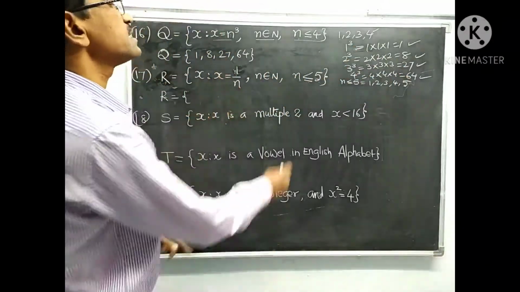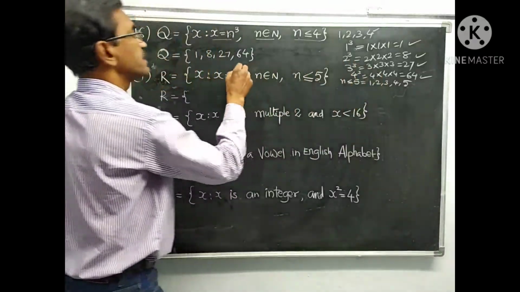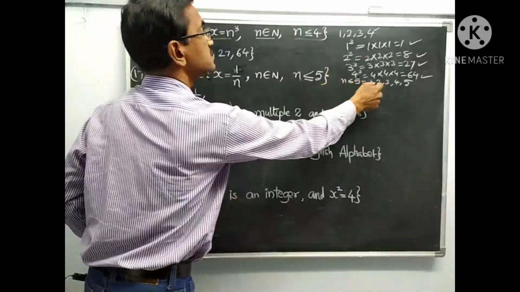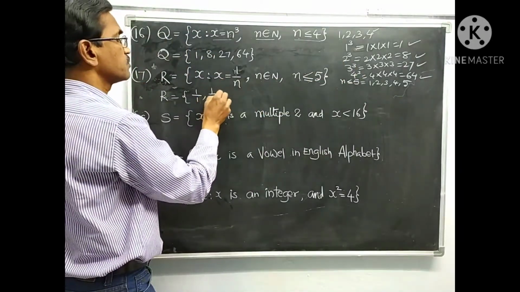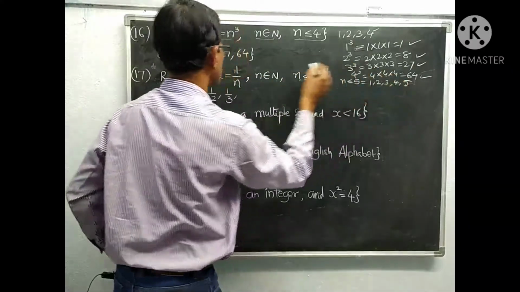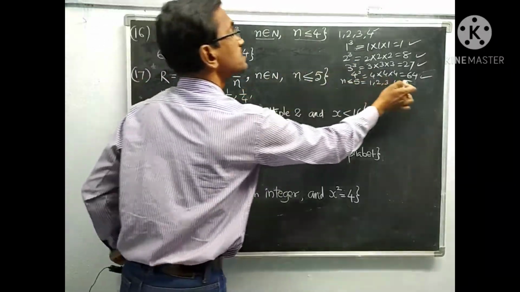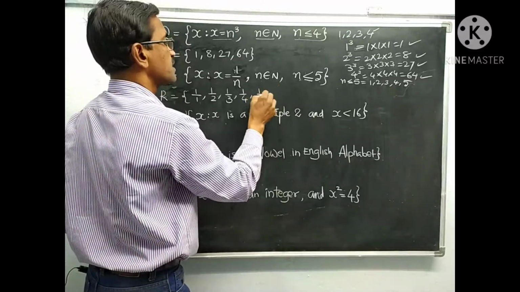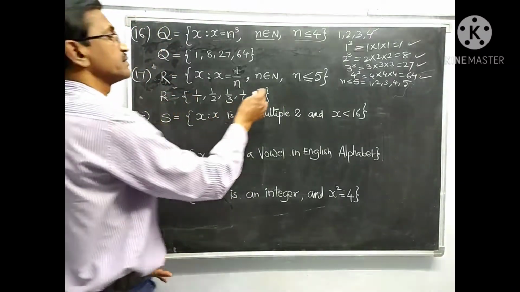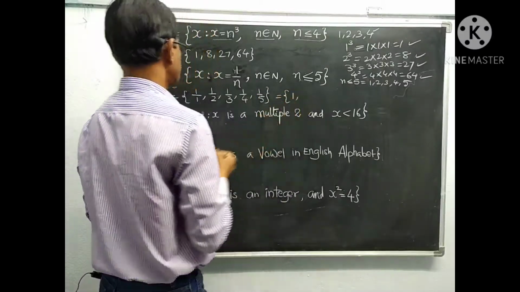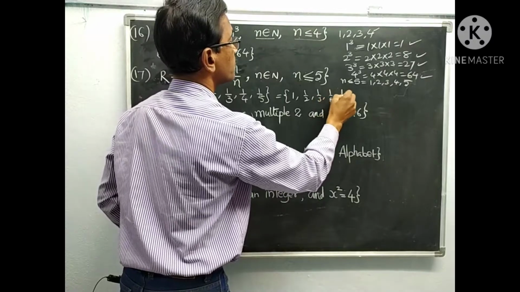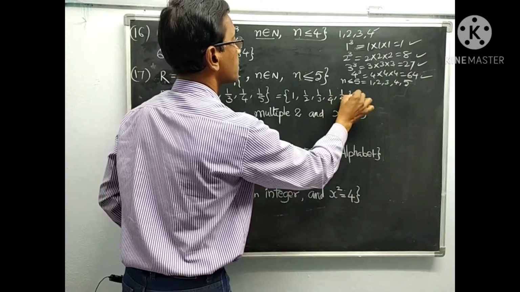If you write n is equal to 1 in the place of n, we get 1 by 1. Next substitute 2, 1 by 2. Next substitute 3, 1 by 3. Substitute 4, 1 by 4, substitute 5, 1 by 5. So 1 by 1 we can write easily as 1. We can write 1, 1 by 2, 1 by 3, 1 by 4 and 1 by 5.